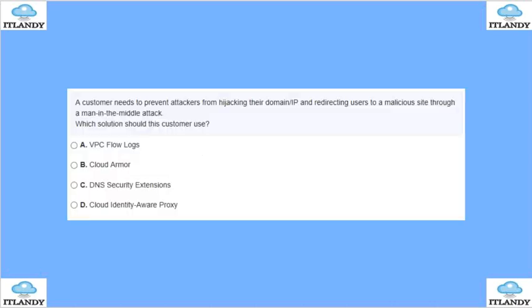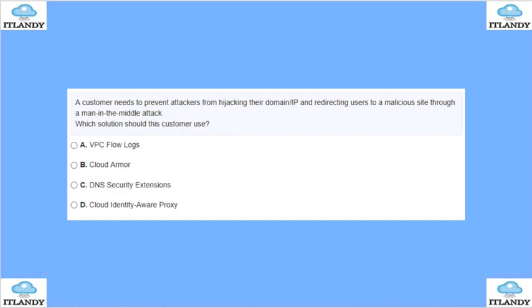Next, a customer needs to prevent attacks from hijacking their domain IP and redirecting users to a malicious site through a man-in-the-middle attack. What solution will help? I want to prevent somebody hijacking the domain and IP. Straight away, domain IP, we're talking about DNS Security Extensions. So the answer will be C, not VPC, not Cloud Armor, not Cloud Identity-Aware Proxy. These are sitting on the border, but domain and IP is about redirection. So let's secure our DNS, because a man-in-the-middle attack is happening behind the VPC and the armor.